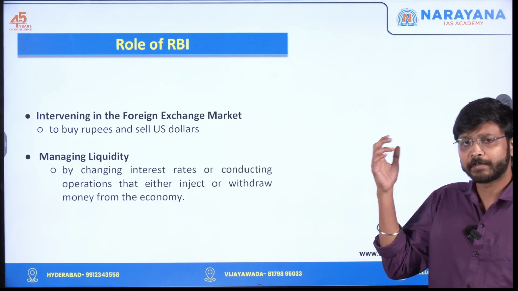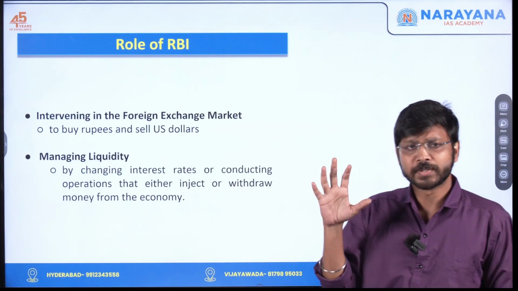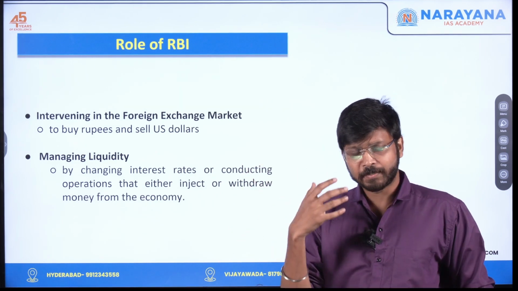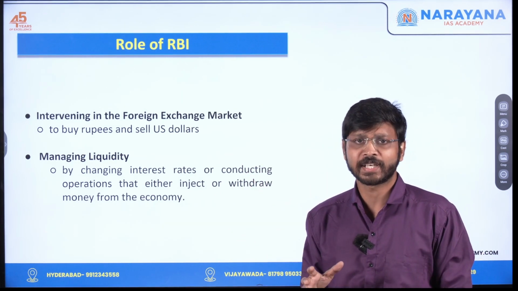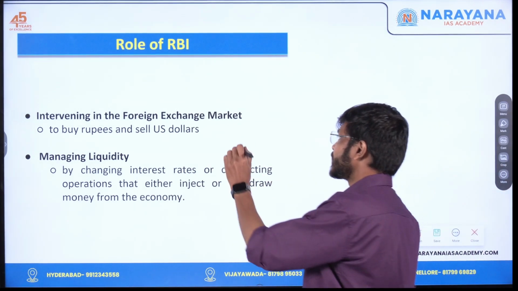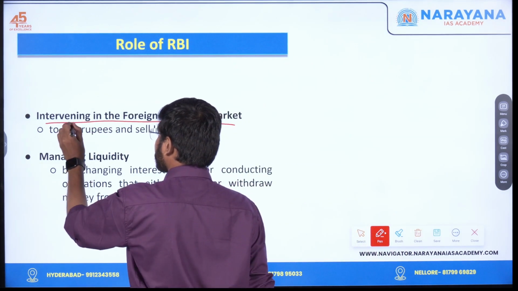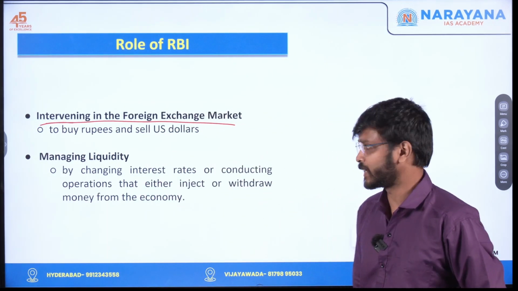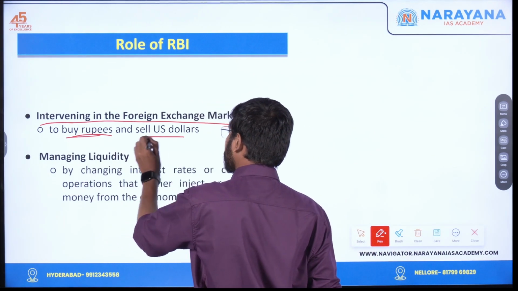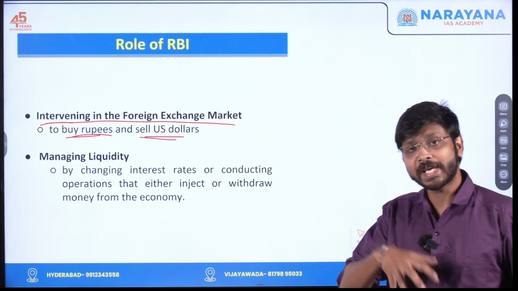So what is the role of the RBI? The RBI has many roles and many duties to control inflation and control the depreciation of the rupee. Many duties are enlisted with the RBI, so we'll see some of them. Intervening in the foreign exchange market, the forex market. So what they have to do is buy rupees and sell the US dollar. So what was happening here?